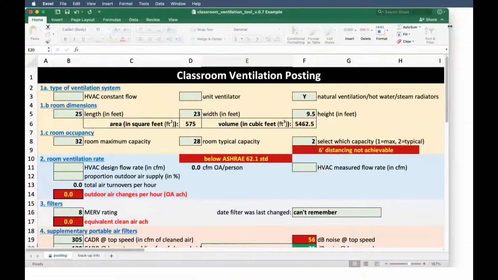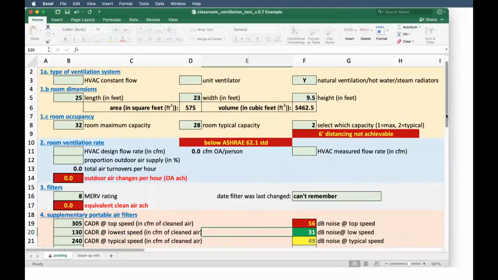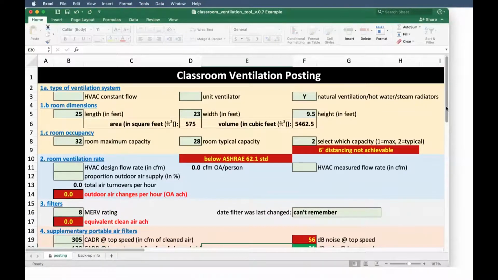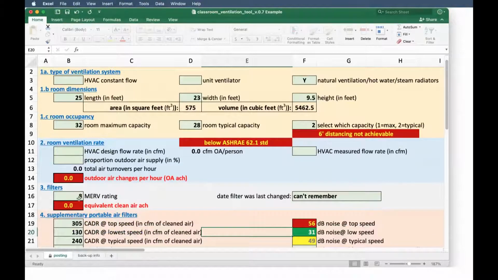In the group that I was in, we were looking at a classroom. This is one that David had looked at, where there essentially wasn't anything except one air filtering unit. So it was natural ventilation. We actually had the dimensions, and we knew the number of people in the room. When I tried to enter 0 in the MERV rating because there wasn't a ventilation system, that didn't work. But somebody in the group pointed out that if you just left it at 8, we got a result.